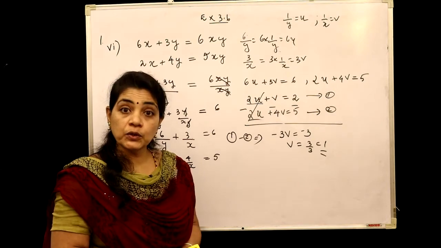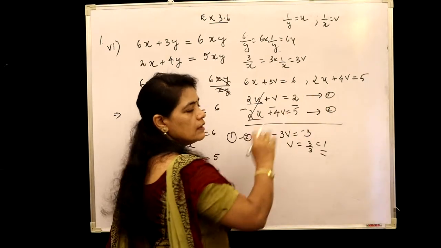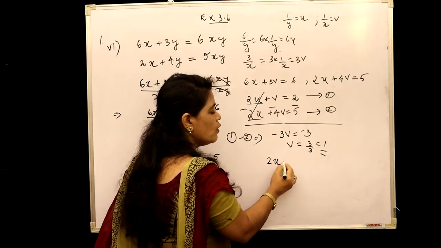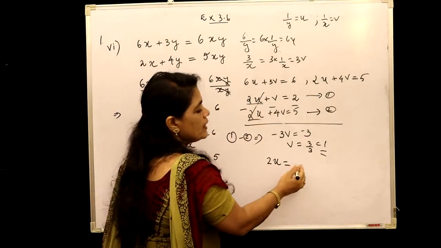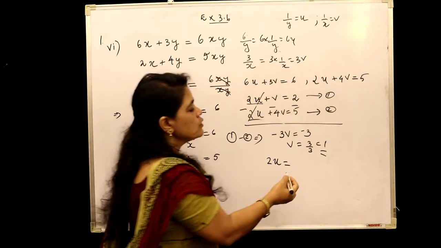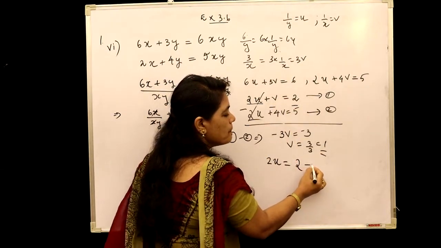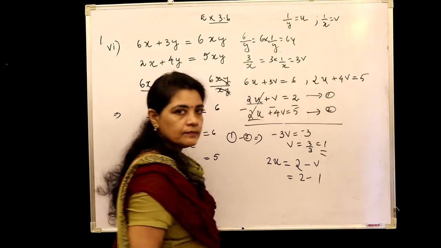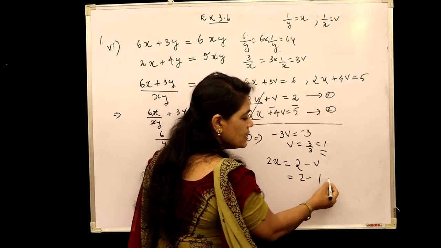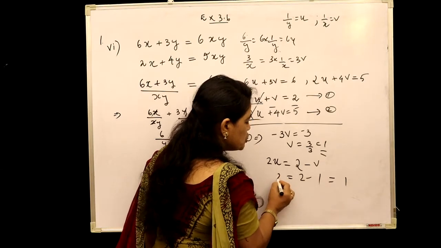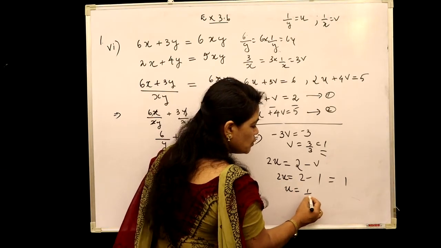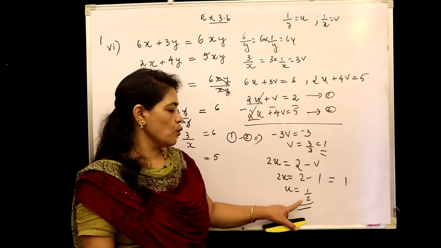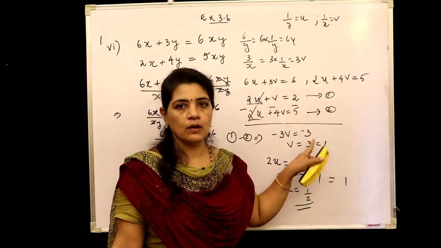In order to get u, you can substitute in equation number 1 and write that equation with respect to u. The term containing u is 2u alone in the LHS, and that can be equated to 2 in the RHS, and plus v becomes minus v. So what we got is the value of v as 1. So 2 minus 1 is 1. This is 2u, hence u is equal to 1 by 2. This 2 will come to the denominator. So we got the value of u as 1 by 2 and v as 1.